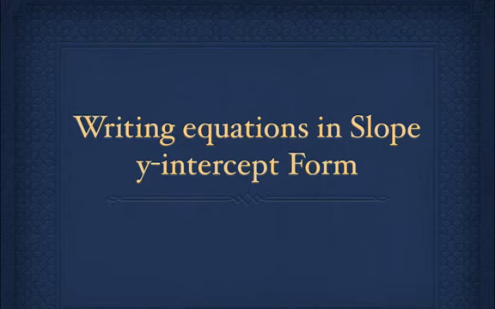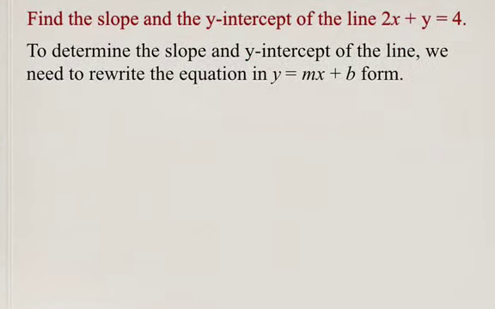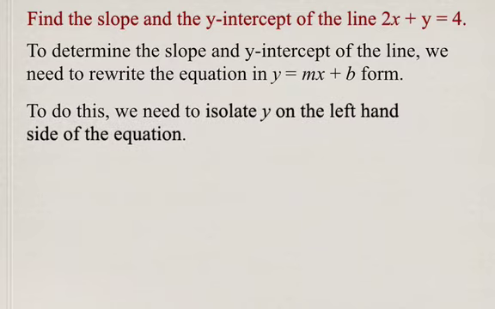And this lesson's on writing equations in slope y-intercept form, and by that we mean writing equations in the y equals mx plus b form. And so we're given an equation here, 2x plus y equals 4. And the only way that we can identify the slope and the y-intercept is if we put it into y equals mx plus b form, and then we're able to identify the slope as the value of m in the equation, and we'll be able to identify the y-intercept as the value of b in the equation. So what we need to do here is to isolate y on the left-hand side of the equation.